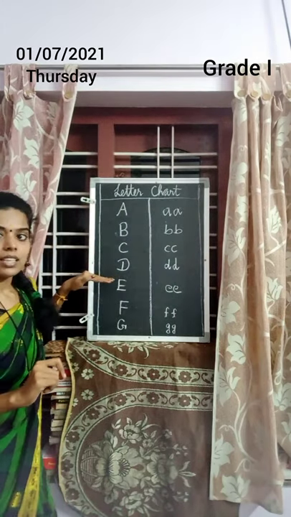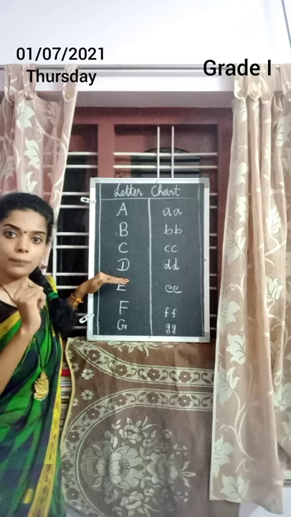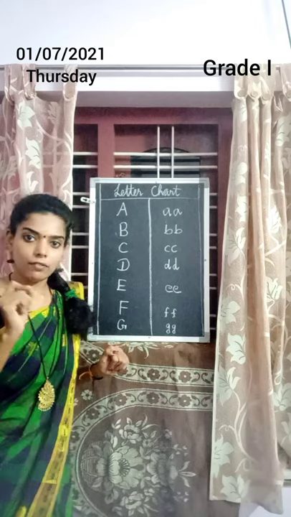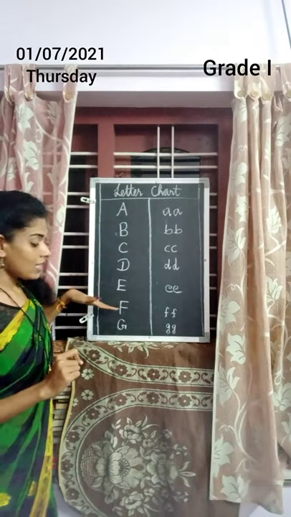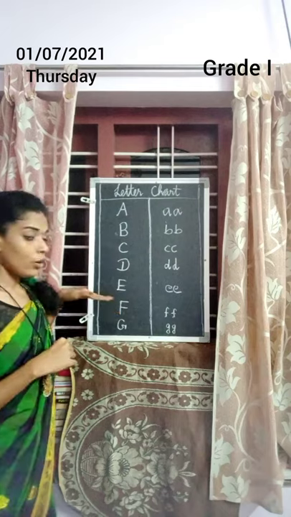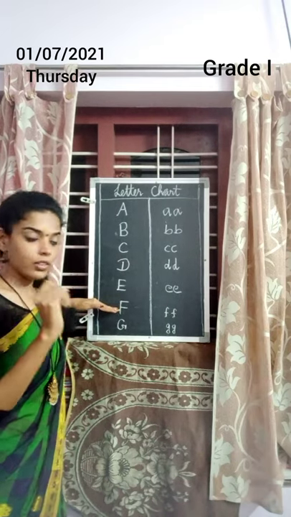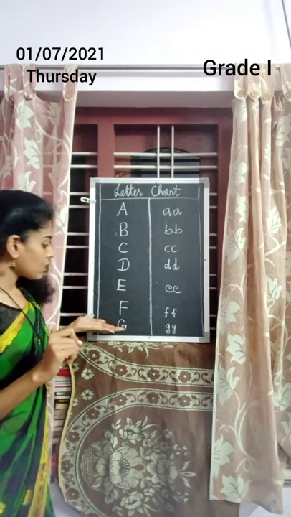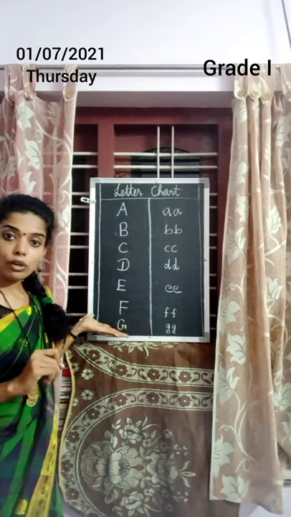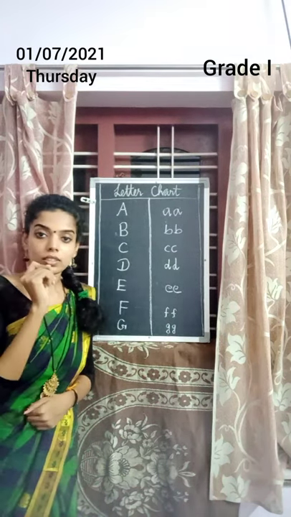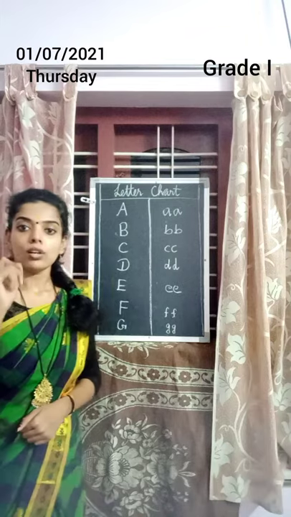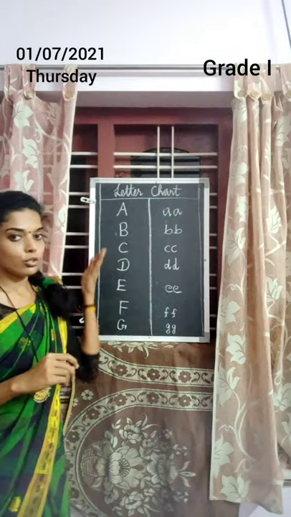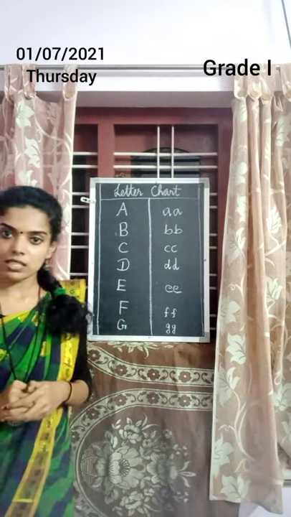Next one is E. The sound of E is E. The examples are elephant, empty, envelope. The next one is F. The sound of F is F. The examples are fan, fish, frog. The next one is G. The sound of G is G. So the examples are goat, grass, grasshopper. So next we are going to learn the other alphabets and their sounds.